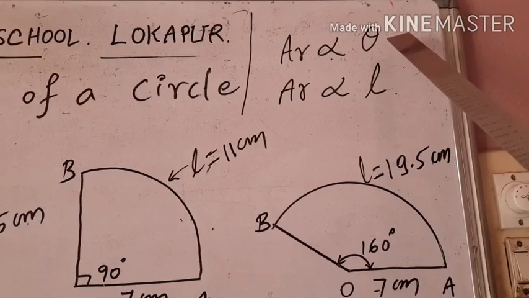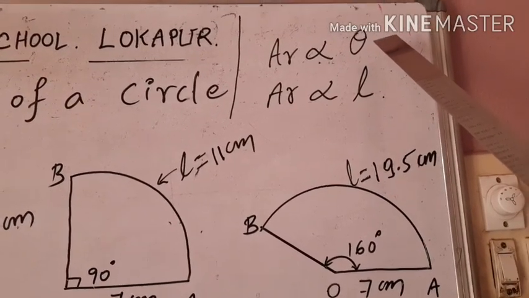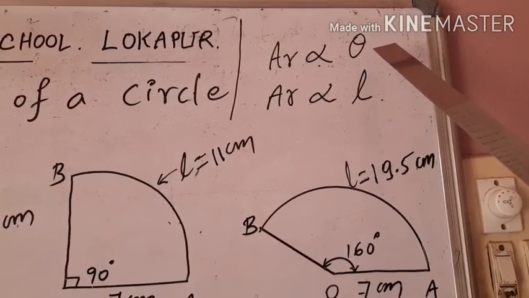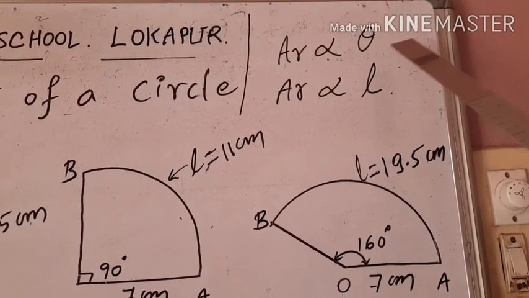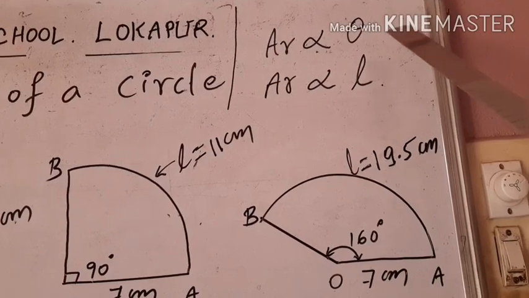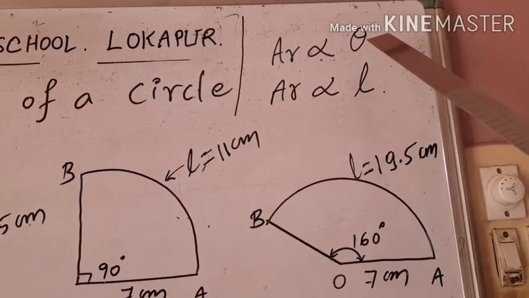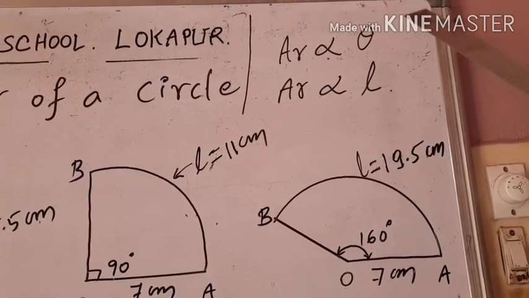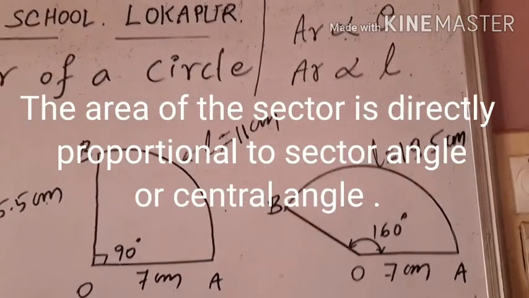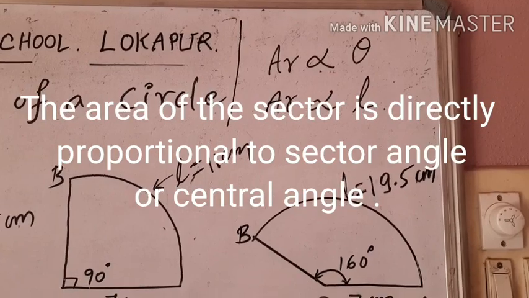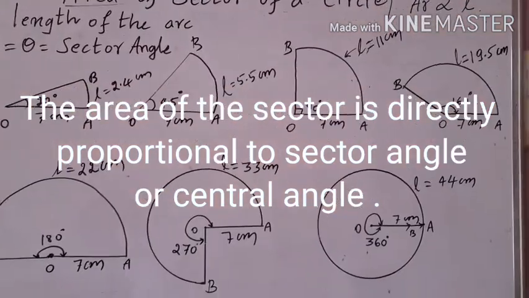Theta is called central angle also, theta is called sector angle also. Therefore the value of theta is from 0 to 360 degree. Theta can be equal to 0 degree and I go on increasing theta from 0 to 360 degree. So area of the sector is directly proportional to central angle.